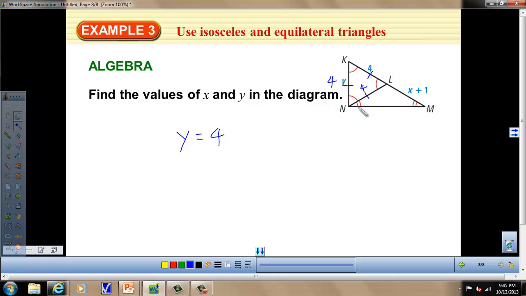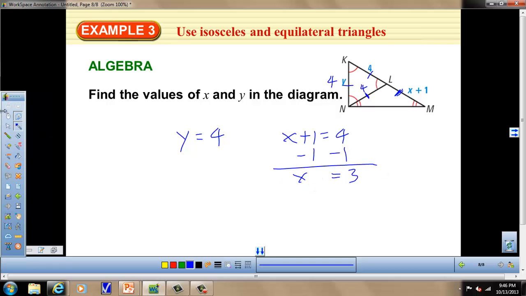Now, KN is equal to 4, LN is also equal to 4. If we look, we can see that LNM and LMN are congruent, which makes triangle LNM an isosceles triangle. So not only are these three sides congruent over here, we know that LN and LM are congruent. Since LN and LM are congruent, we can state that x plus 1 is equal to 4, and subtracting 1 from both sides, we can state that x is equal to 3.